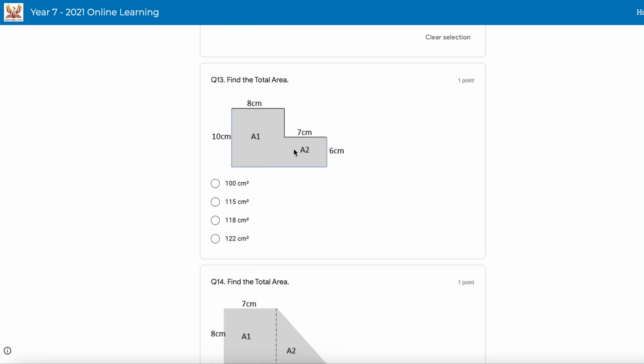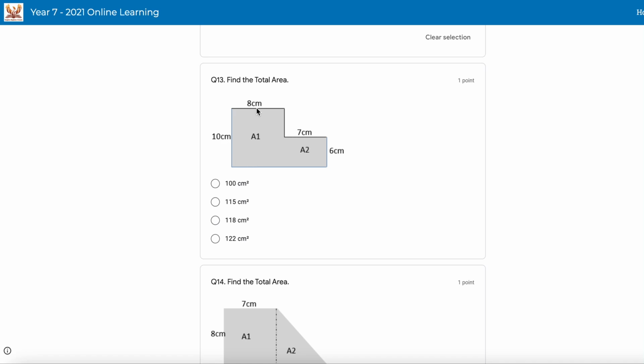Here we just have two rectangles. You can see that if you drew a line down the middle here, that would just be one rectangle here and one rectangle here. You could also draw a line across here and make two different rectangles if you wanted to, but because we've clearly got the length and the width of A1 and A2, it's much easier to just use these shapes that they've sort of already given us here.